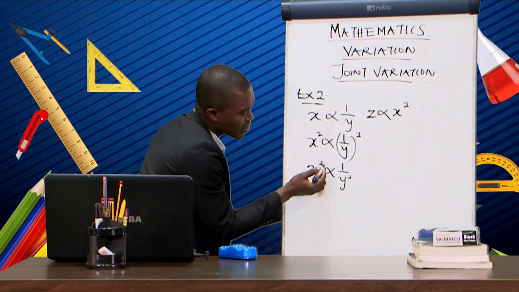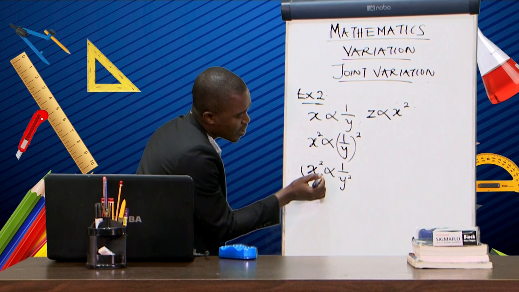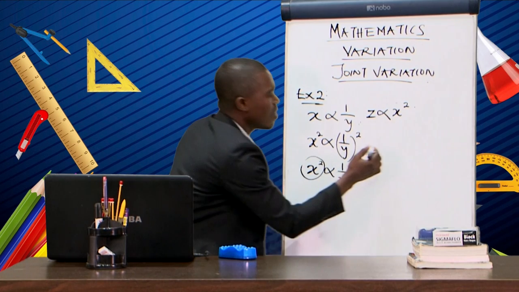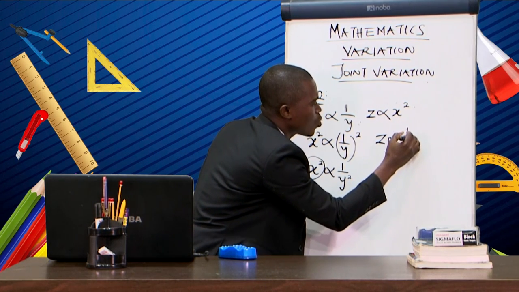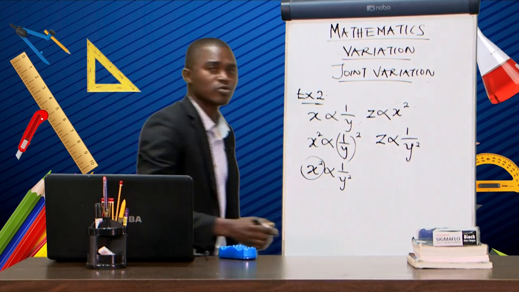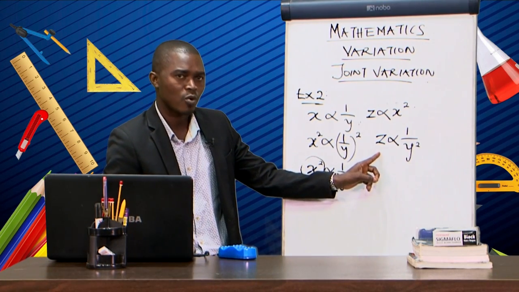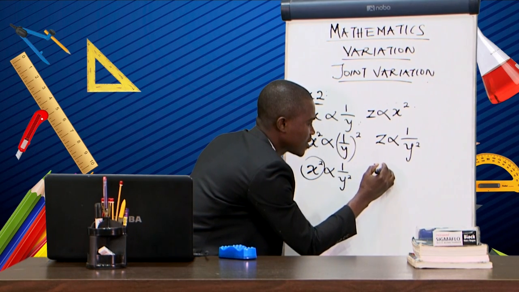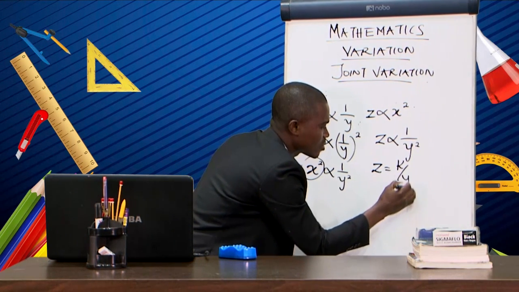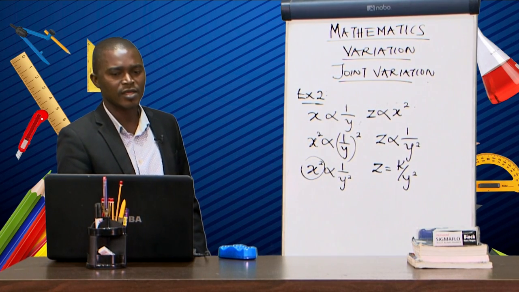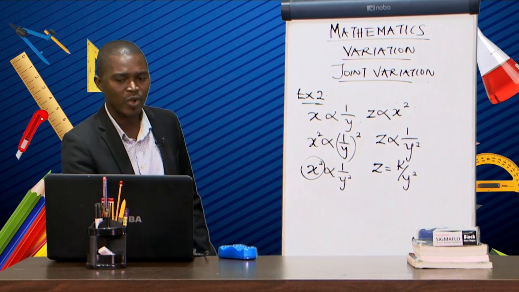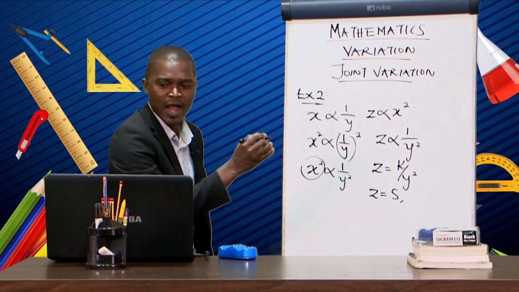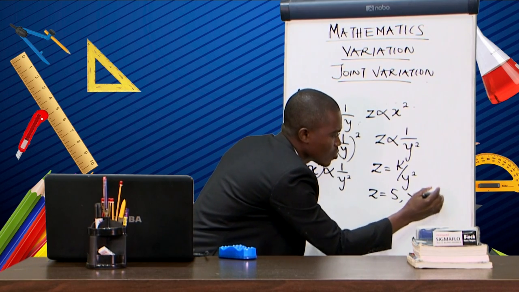So now we can change this x squared to what? To 1 over y squared. So I get z now varies as 1 over what? Y squared. So from this place, what are you going to do? Then you change this by multiplying by what? K y squared. And from this place, we are given z to be equal to 5 and y to be equal to 8.